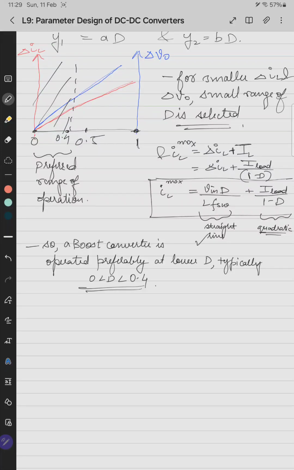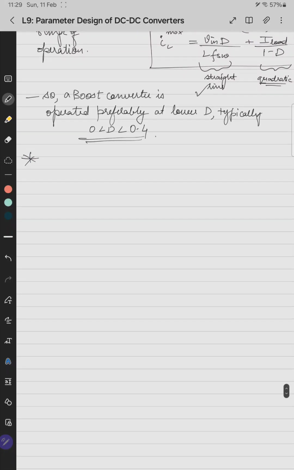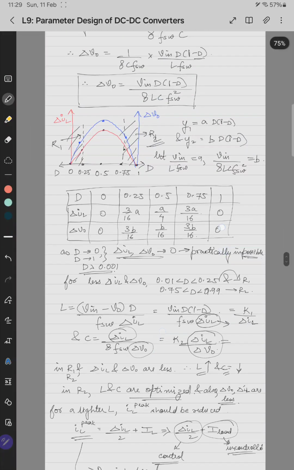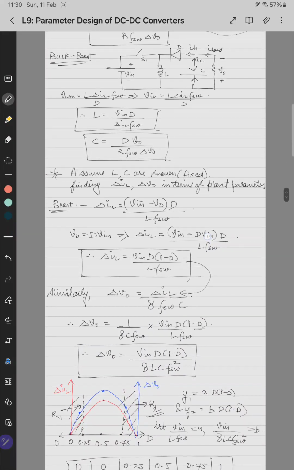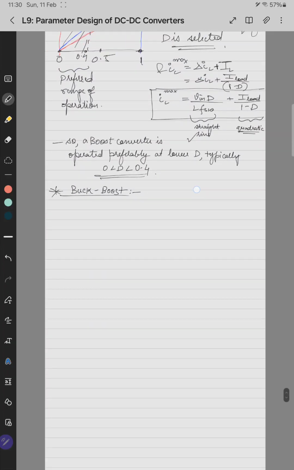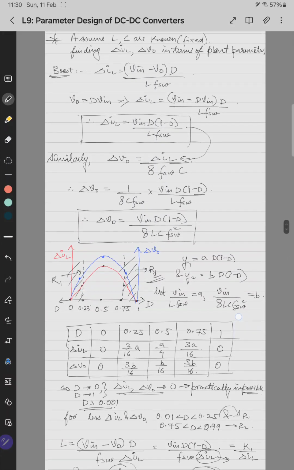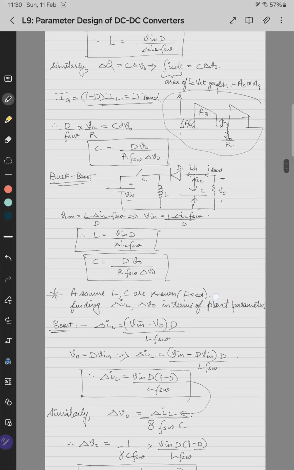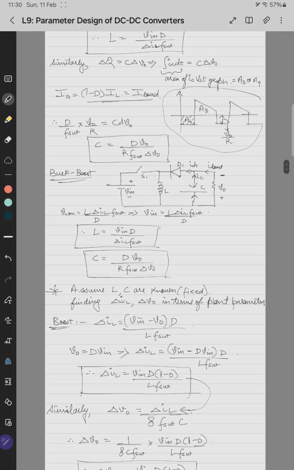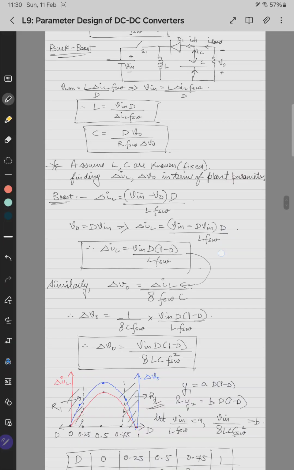Lastly, we'll see a buck boost converter. This is very easy to analyze. For a buck boost converter, quickly we'll write delta IL and delta V naught. Delta IL is V in D by L F switching, and delta V naught was, I think, the same as for a boost converter, D V naught by RCF switching.